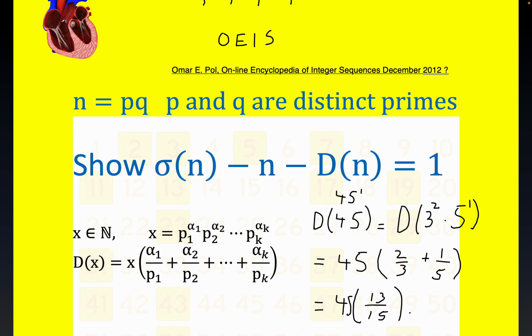The 15s cancel. You get 3 times 13, which is equal to 39. Okay? So I have no clue what that means. Okay? But this is equal to 45 prime. Fairly interesting. Arithmetic derivative. Okay?